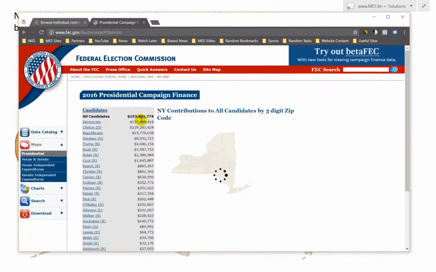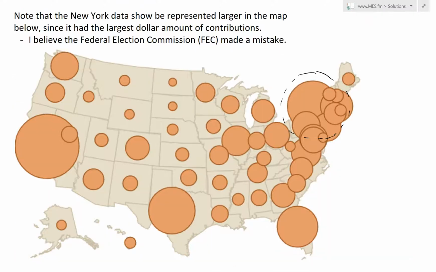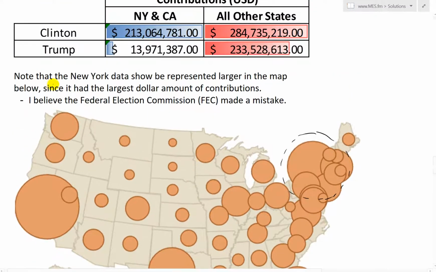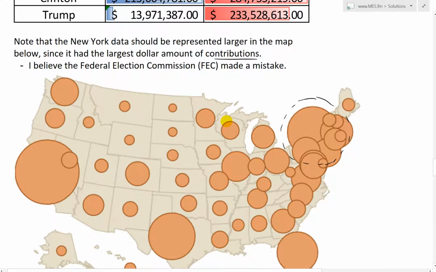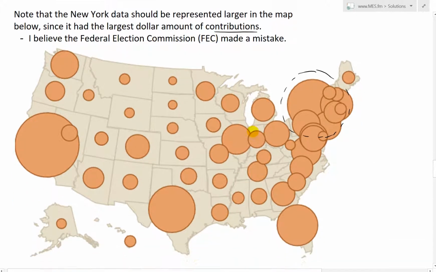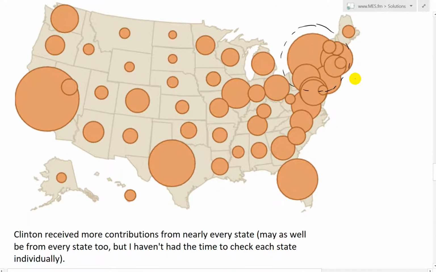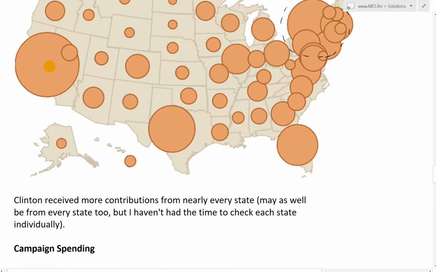Okay, yeah, so it should be 153 as opposed to 82. So that's a typo that the FEC has made. Now I'll write that again. Note that the New York data should be represented larger in the map below since it had the largest dollar amount of contributions. I believe the Federal Election Commission, FEC, just made a mistake. So it should be the biggest one, bigger than California.